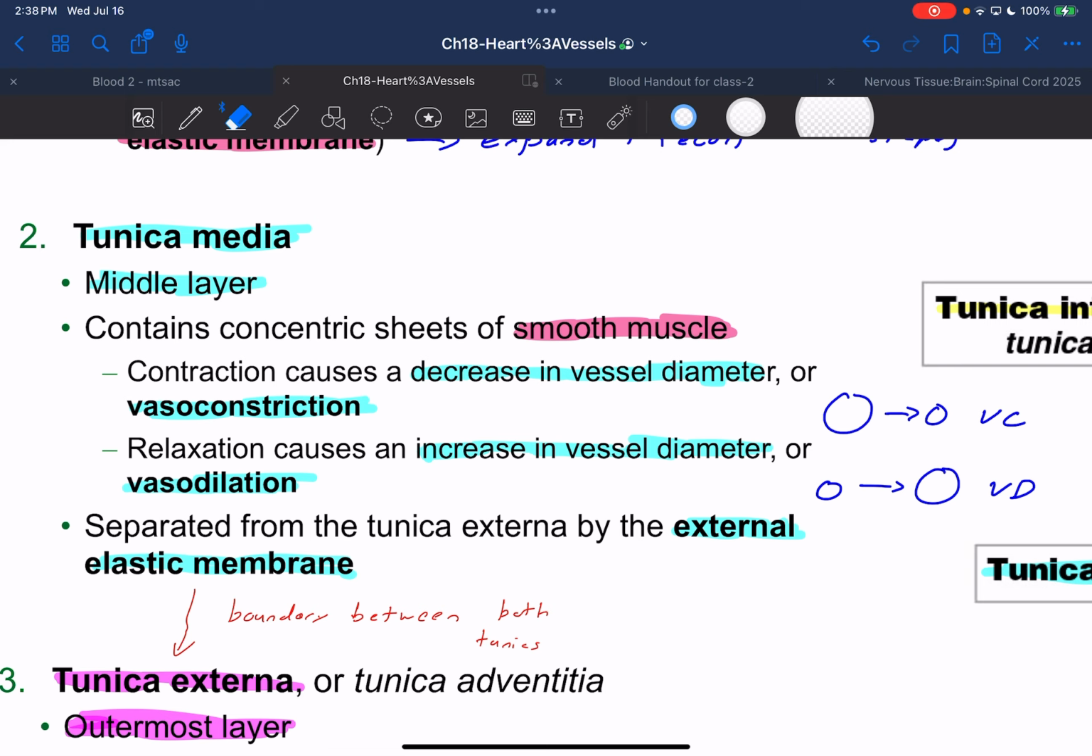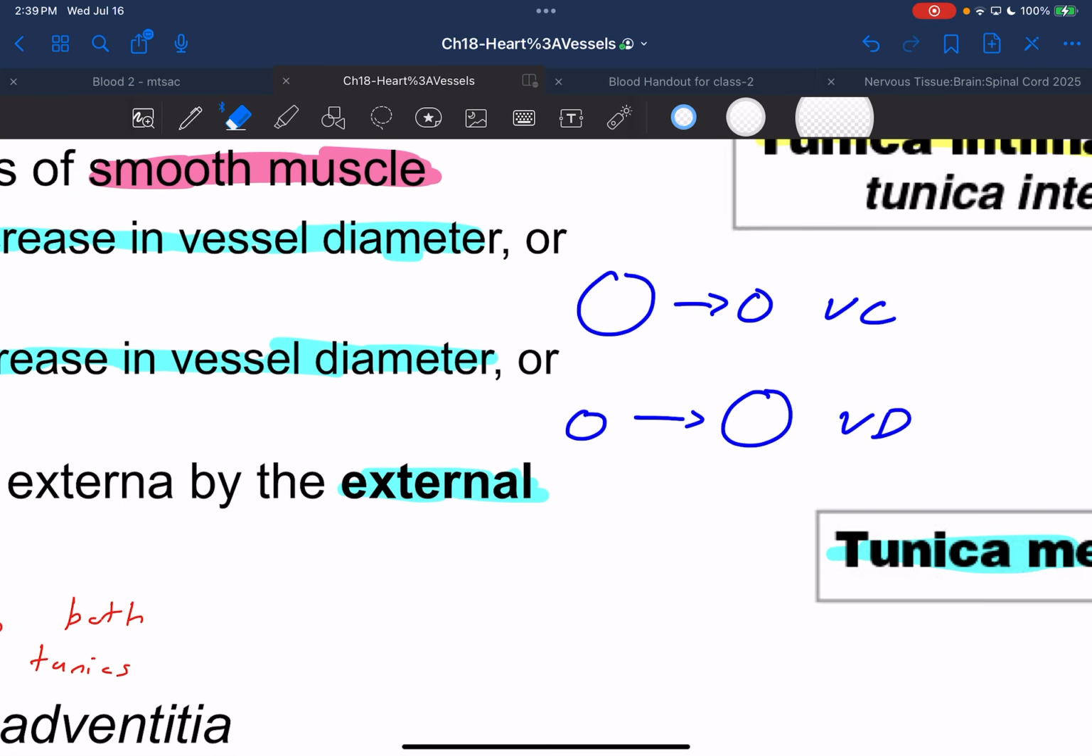Vasoconstriction means when the vessel is constricting, getting smaller. Think about a boa constrictor, a snake that wraps around its prey, and then it squeezes it until it dies. So constriction is squeezing together, making smaller. Dilation is like when your pupils are dilated, that means that they're large, so that means increasing the diameter. So when you're going from large to small, vasoconstriction. From small to large, vasodilation.